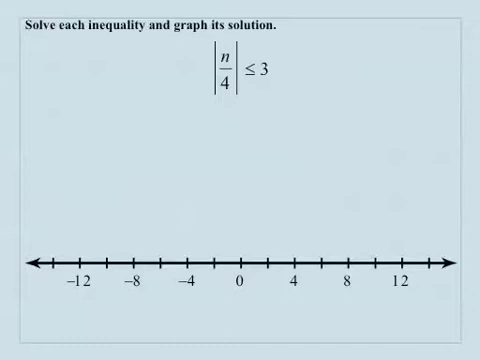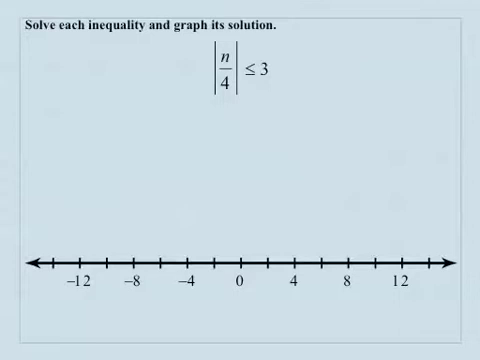The next example says solve each inequality and graph its solution. Again, notice that I have the absolute value, and inside of the absolute value symbol I have n divided by 4, and then is less than or equal to 3. Again, in this example, my absolute value has already been isolated. The absolute value is already alone on one side of the inequality sign. I am ready to rewrite and apply one of the rules that I had talked about. In this case, I have the absolute value is less than or equal to 3.